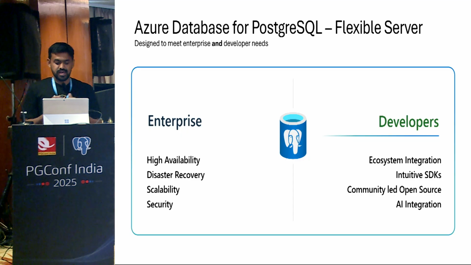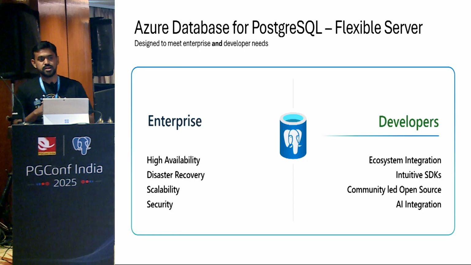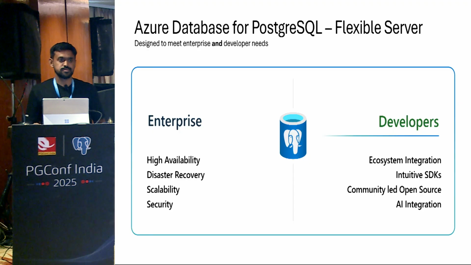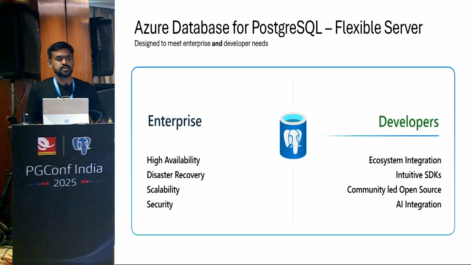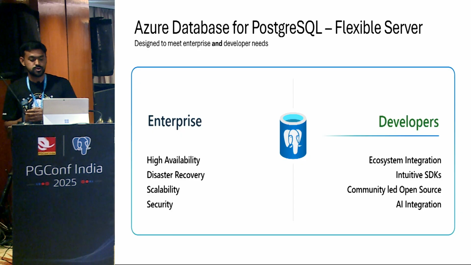Then we have another important pillar that we want to delve deep into in today's talk, which is scalability. Think of it as you're already running a workload on flexible server. What are the options you have to scale in terms of compute, size, and IOPS? We'll delve deep into this. And also in terms of security, what are the innovations we bring into flexible server to make sure your data is most secure when running on it? These are the two pillars I want to delve deep into as we go through the talk.